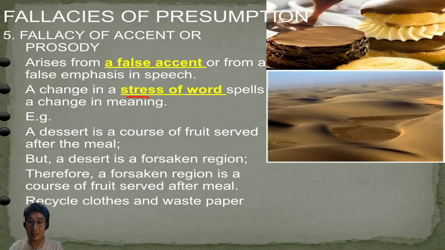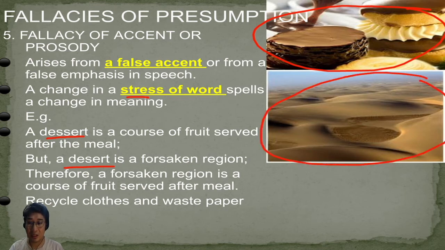But a desert is a forsaken region. So we have almost similar spelling here of a desert or a dessert. So pag nagsabi kang dessert, are you pertaining about the sweet or are you pertaining about the sand? Dessert. A dessert is a course of fruit served after the meal, but a desert is a forsaken region. Did I pronounce it correct?